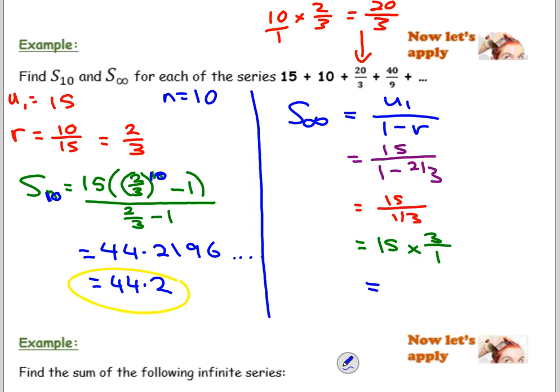So they're quite similar answers. The sum of the first 10 terms converges in the end and gets closer and closer to 45. So the sum to infinity, if you were Gauss and you made an infinite amount of journeys, you would get to 45. Only Gauss can do that though.